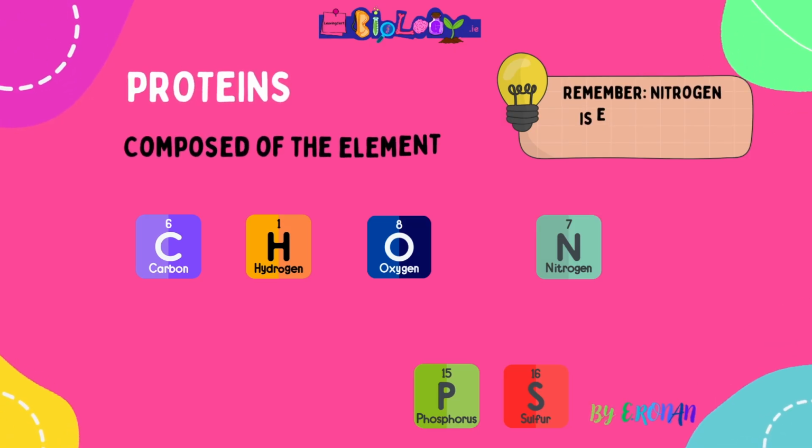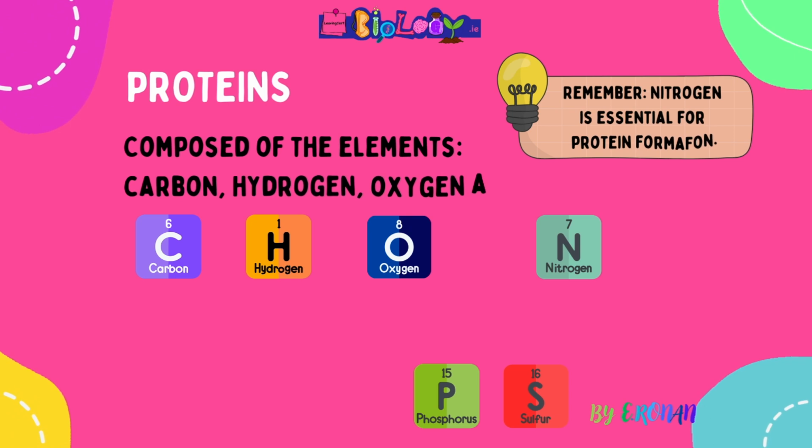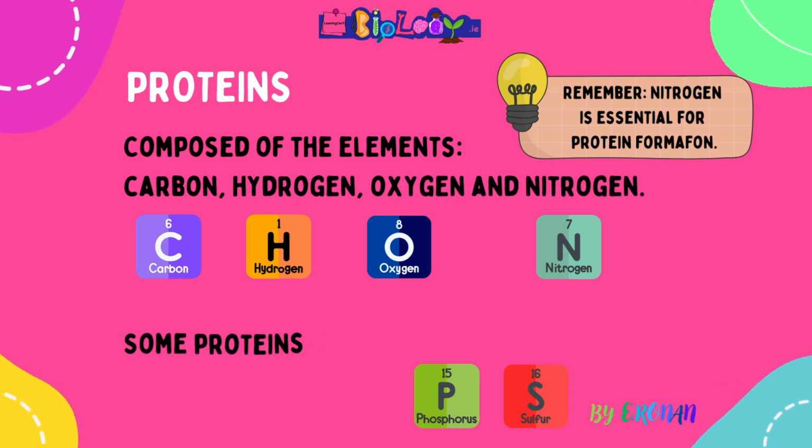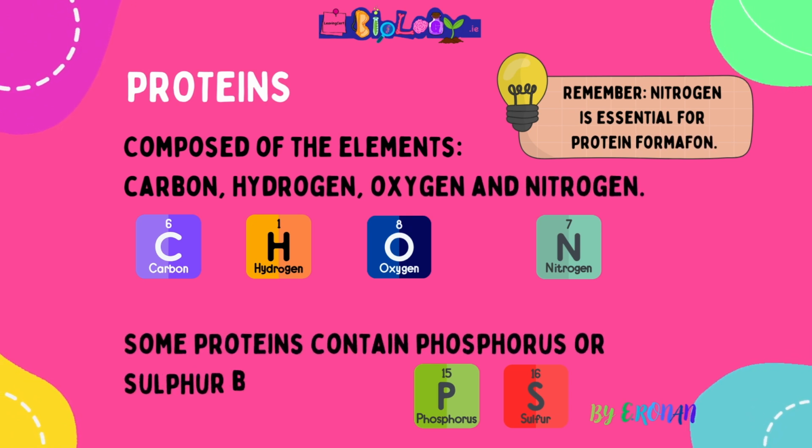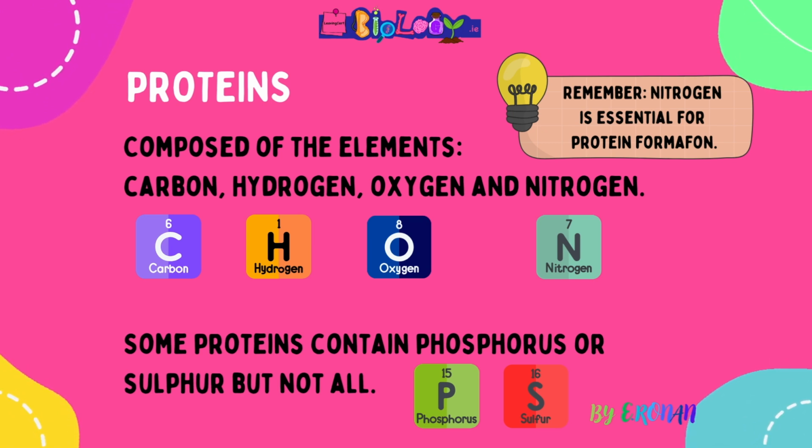Proteins have carbon, hydrogen, oxygen and nitrogen. Nitrogen is essential for the formation of protein. Some proteins contain phosphorus or sulfur, but not all, and that is going to be important. The nitrogen, you must remember, is always present in proteins. This can come up again in the nitrogen cycle, as we know plants need nitrogen to make protein.